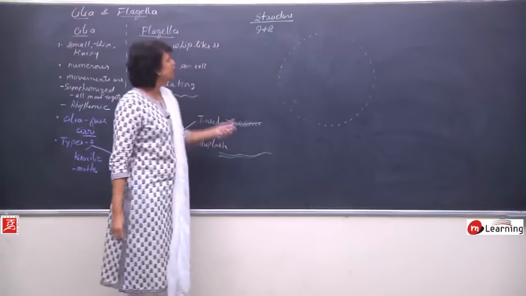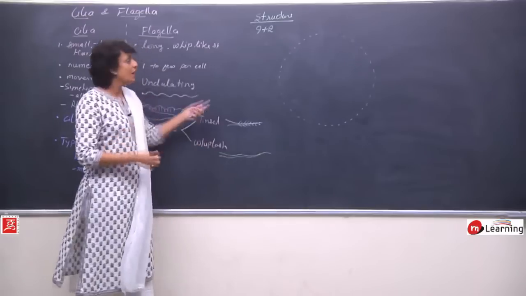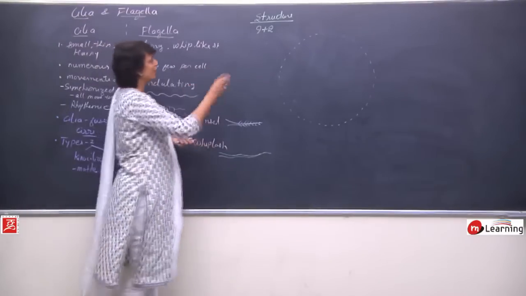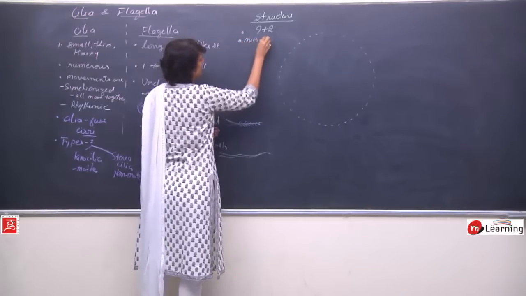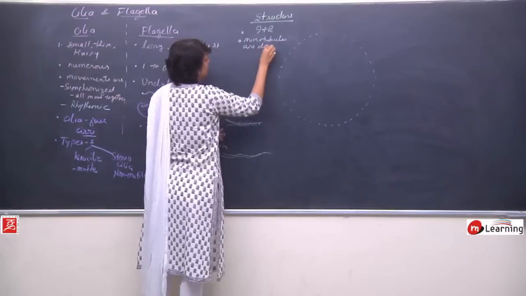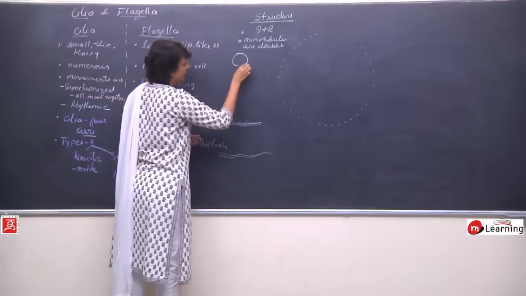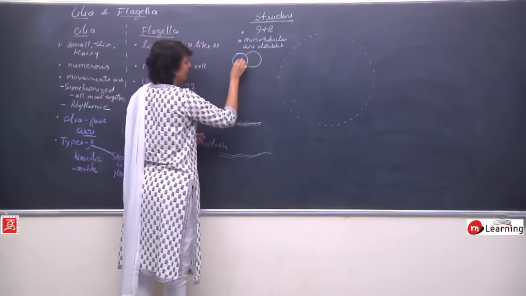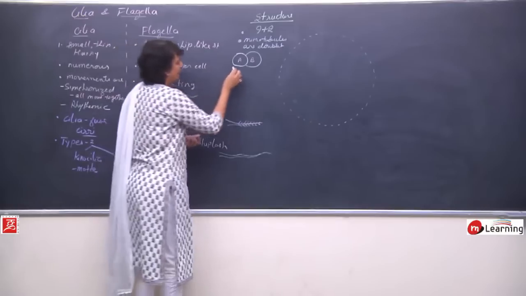Nine peripheral, made up of microtubules, the same type of structure, but instead of a triplet, it is a doublet. So the microtubules are in the form of a doublet. There is one unit which is called A and the other unit is B. So this is A and B. We can also call them alpha and beta.